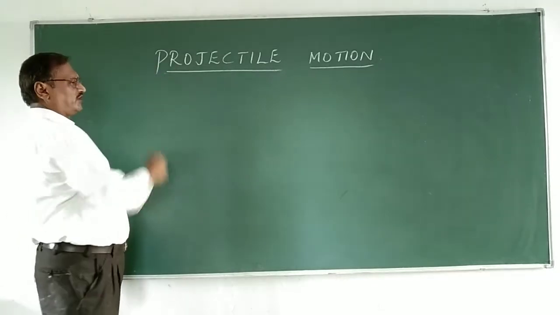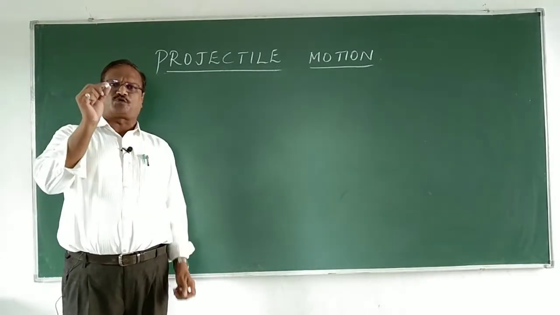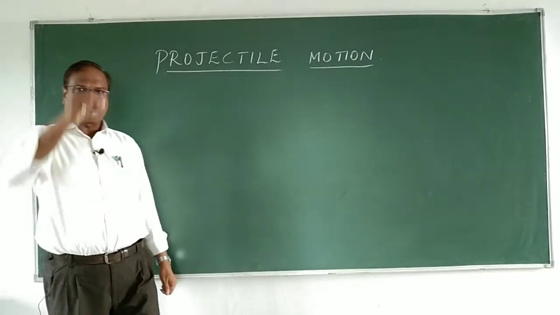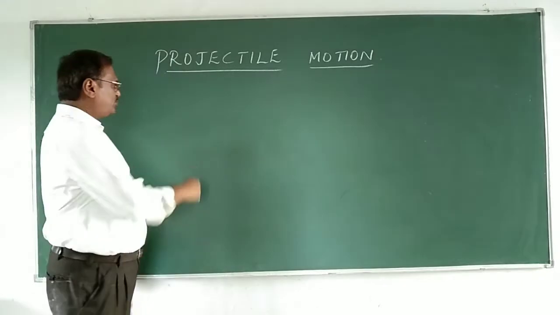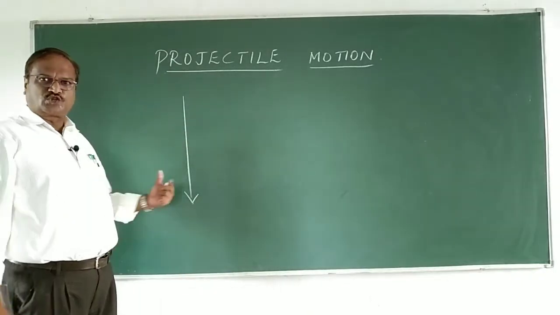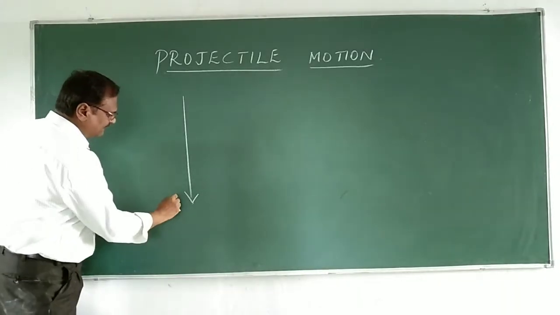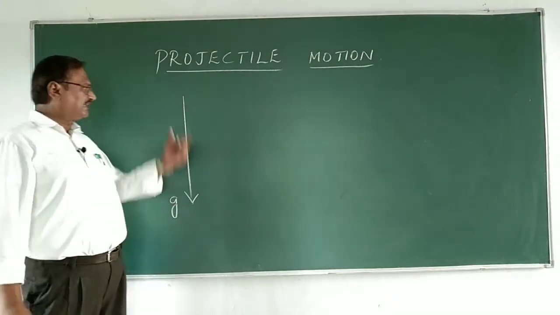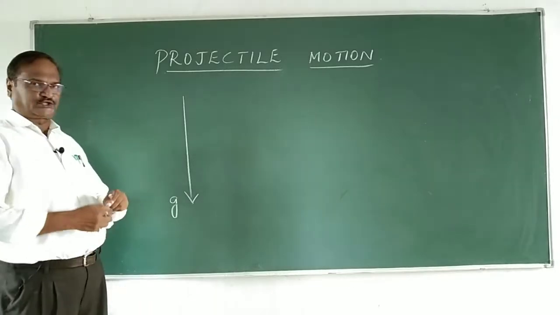Now, what is a projectile? Let me take for example this piece of chalk, right? A piece of chalk I have taken. Now, I take this chalk and drop it like this. Now you see the chalk is falling vertically down. So what is attracting it towards the ground? That is gravitational force, or acceleration due to gravity. Gravity is pulling it downwards. Fine. That is vertical motion.